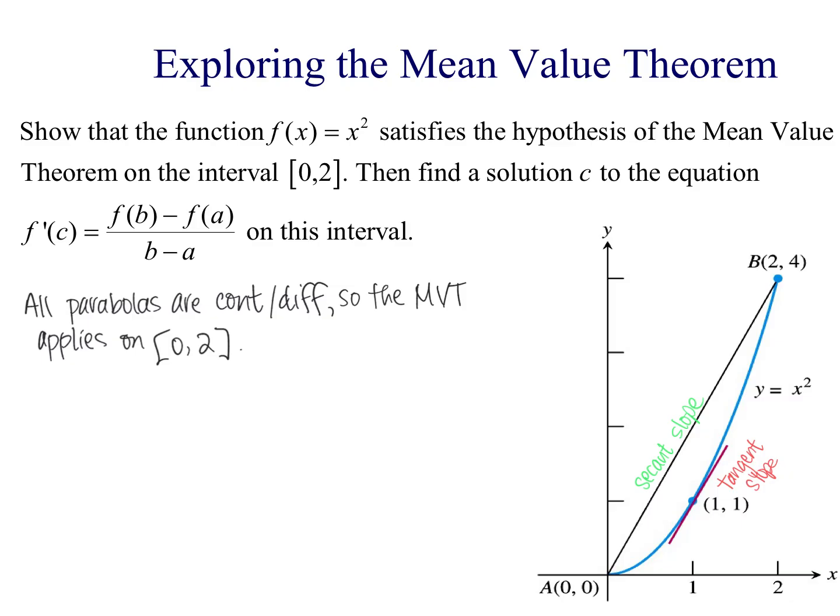And so since the mean value theorem would apply, then we want to find the instantaneous rate of change, which is 2x, must be equal to f of 2 minus f of 0 over 2 minus 0. So then you just go through the math and you solve that. f of 2 on the parabola is 4. So 4 minus 0 over 2.